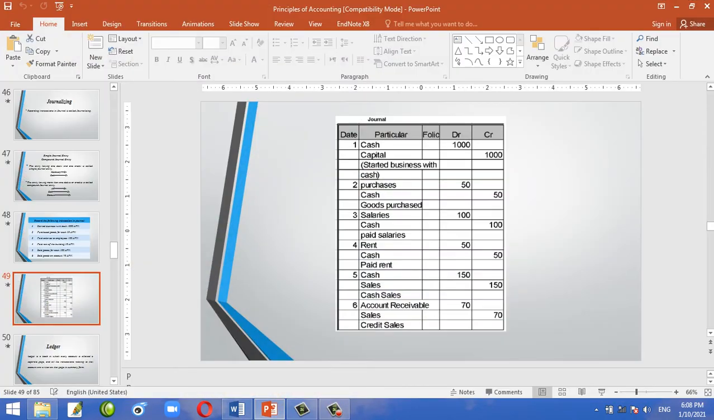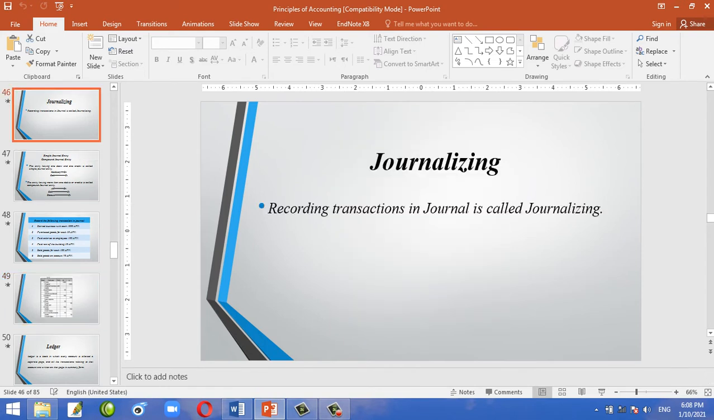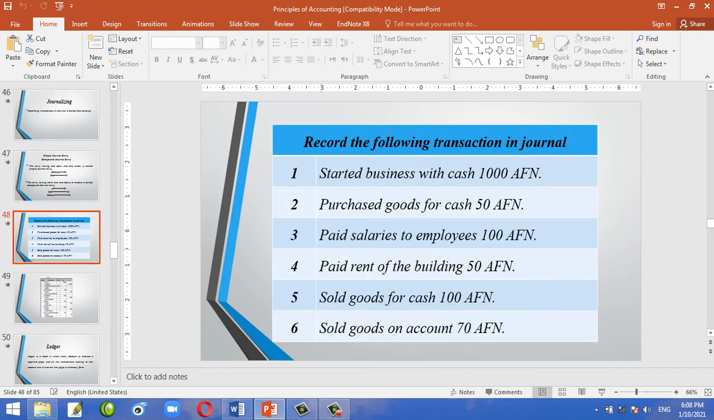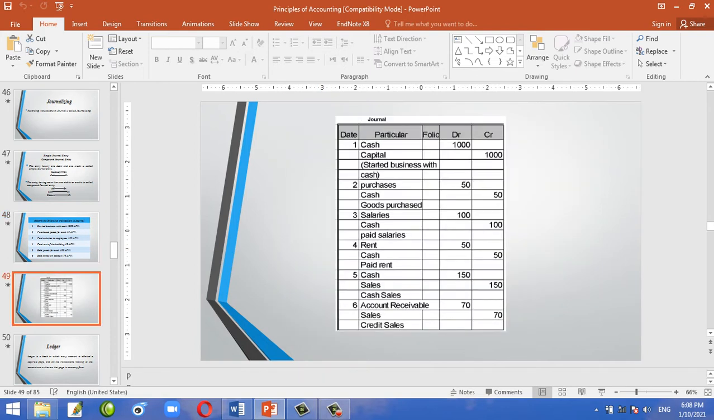In the previous lecture, we talked about the journal as well as the transactions, and how we can record them in a journal. If you remember, in the previous lecture we recorded the following transactions in the general journal.